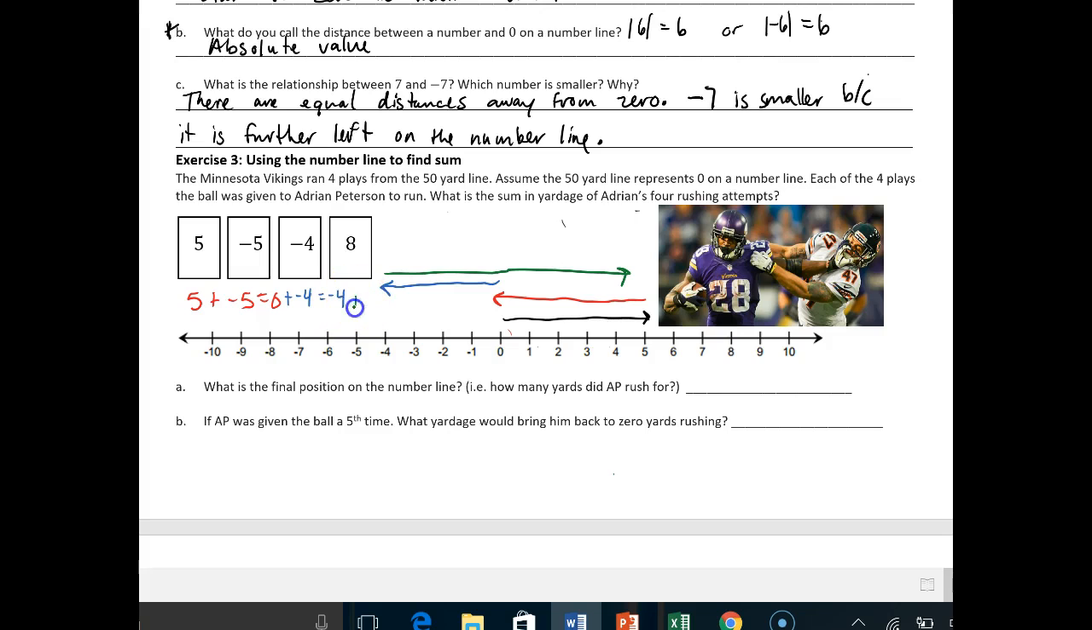So what is negative 4 plus 8 equal? Well, that equals what we ended up on. It equals 4. What's the final position on the number line, i.e. how many yards did AP rush for? And that's 4 yards, positive, right?